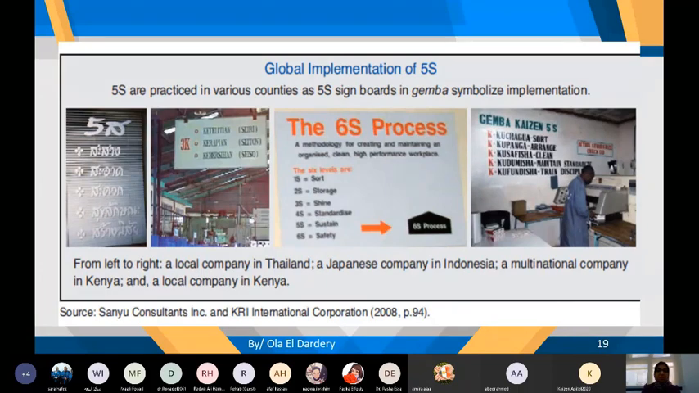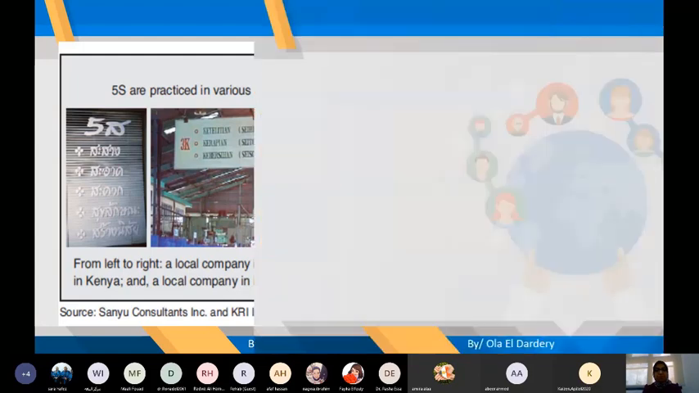Some of them say that they are 6S. On the middle photo here, it says sort, storage, and so on. The translation of the 5S or the 6S differs because this is mainly translated from Japanese words. So that's why each country might have a different perception of them. However, the explanation is the same. So they implemented it as well, not only in factories, but also in service industries and so on.